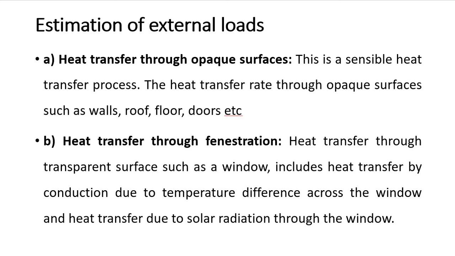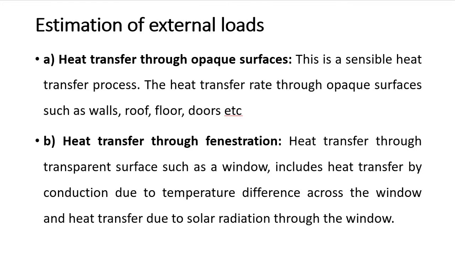So when the solar energy falls on a wall or a roof, what will happen? Due to solar energy, the temperature of the wall and roof will increase. So there is a chance that the heat energy will transfer from the outside to the inside of the room by conduction as well as by radiation. So when the temperature increases, the roof and walls will start emitting radiation. So this will cause an increase in the dry bulb temperature of air inside the room. So first component of external load is heat transfer through the opaque surface.